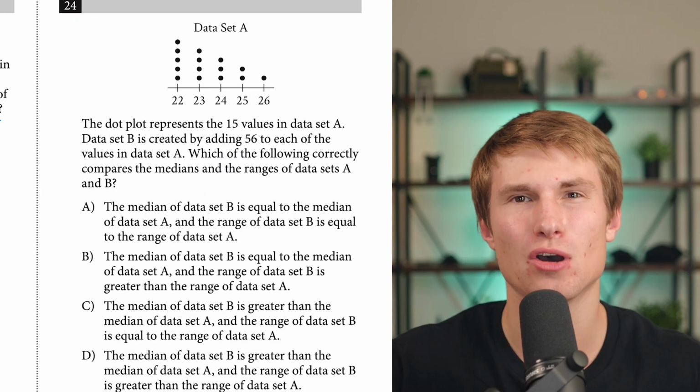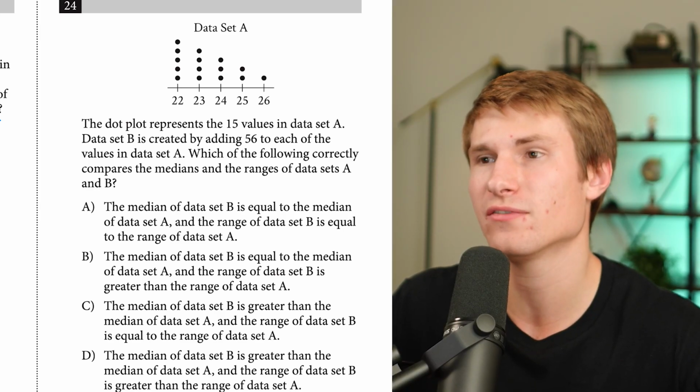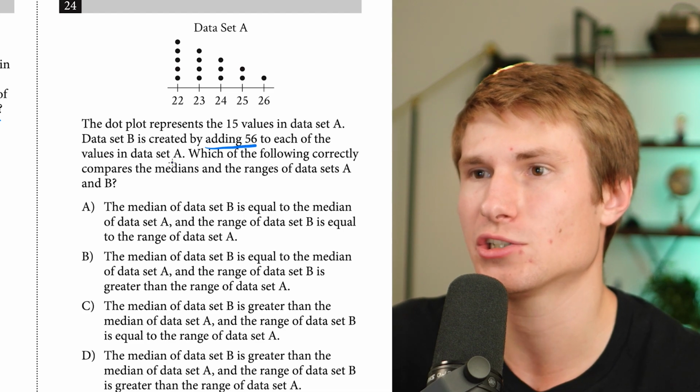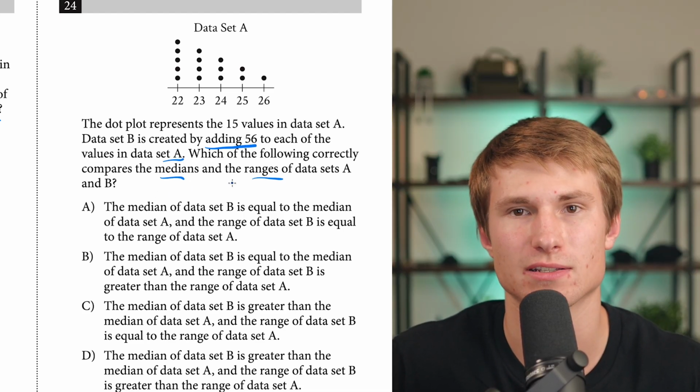Here's something you need to know about medians and ranges for the SAT. Question 24 states the dot plot represents 15 values in dataset A. Dataset B is created by adding 56 to each of the values in dataset A. Which of the following correctly compares the medians and ranges of datasets A and B?